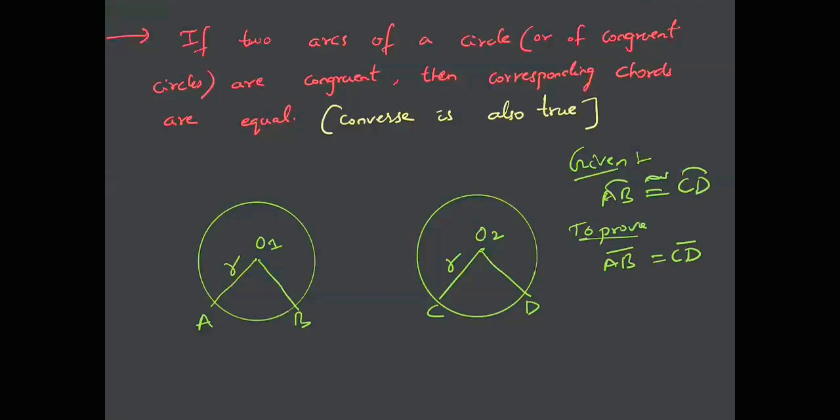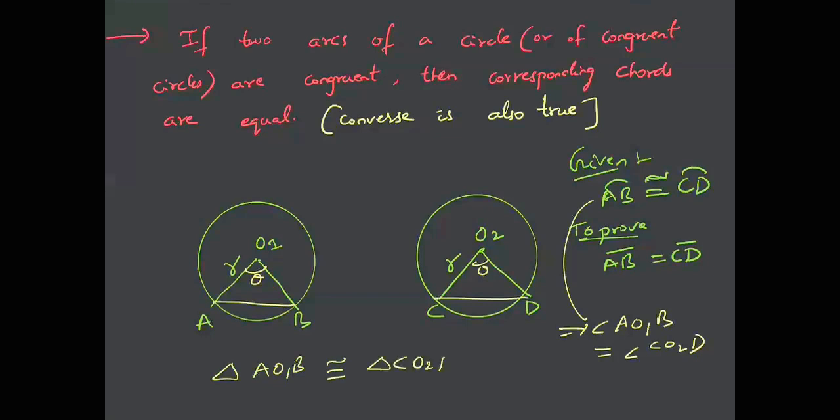It is pretty simple because these arcs are congruent, so they subtend same angle at the center. This implies that angle AO1B is equal to angle CO2D. And if you join AB and CD, you can see that triangle AO1B is congruent to triangle CO2D by SAS axiom, because these two sides are equal, that is equal to radius, and the angles are also equal. So this implies that AB is equal to CD. So if there are two congruent arcs, then the corresponding chord length is also equal, right?